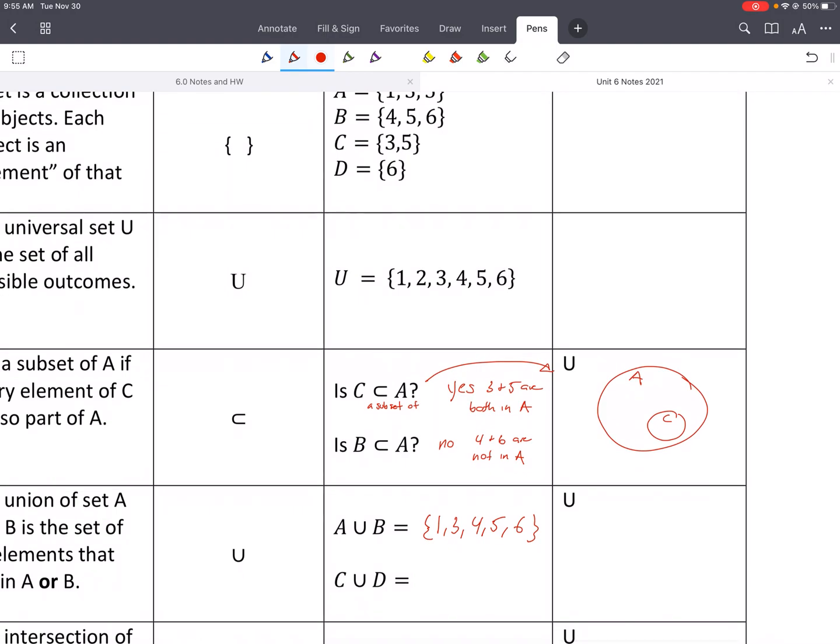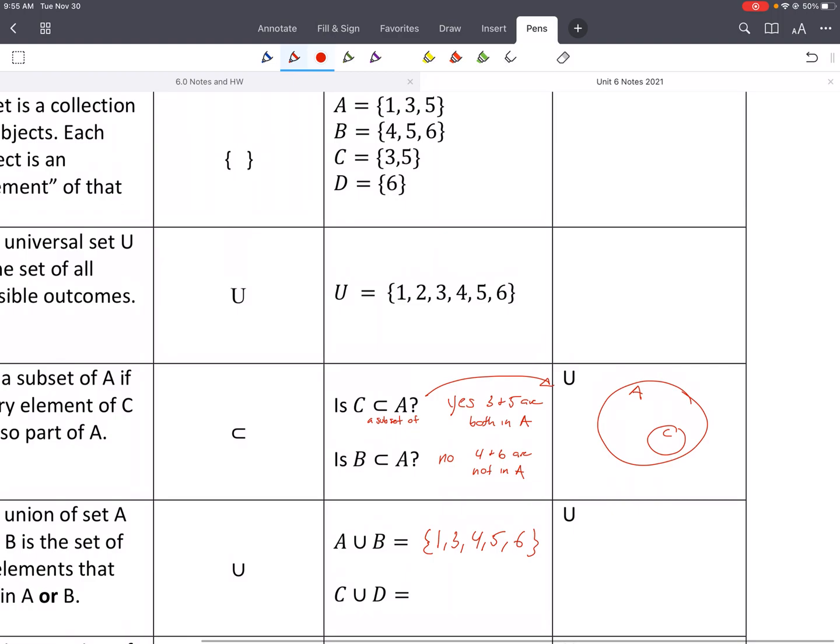What's the union of C and D? So C is 3 and 5, and D is 6, so we would just have 3, 5, and 6. So sometimes you won't have the option to even double count, but we don't want to double count.